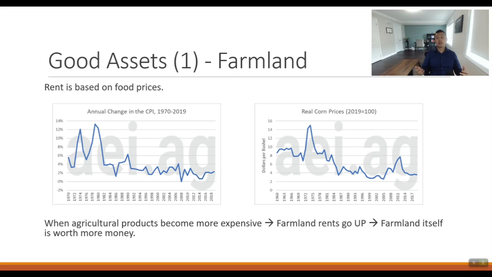So how farmland rent is structured is based on food prices. The more expensive that type of food gets, the owners say, hey, come on, man, you're making so much money selling your corn, selling your soybean. I need to be taking a cut, okay? So rent is based on food prices.